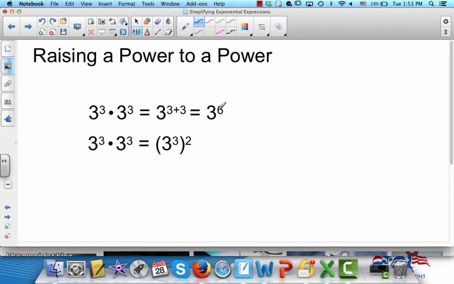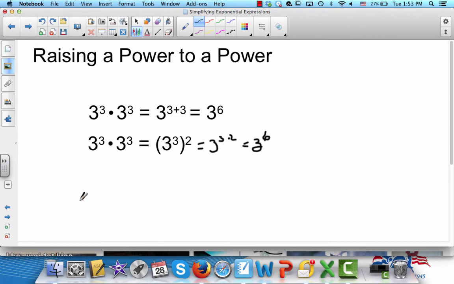Now look at the relationship we have right here. We've got a 6 up here, and we've got 3 and 2. How do we go from 3 and 2 to 6? Well, right, we multiply 3 times 2. So that's the way you get this answer. You go 3 to the 3 times 2, and that gives you 3 to the 6.